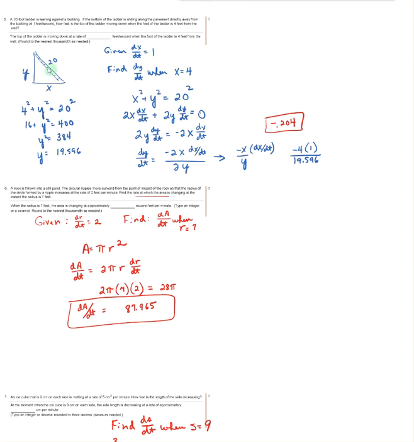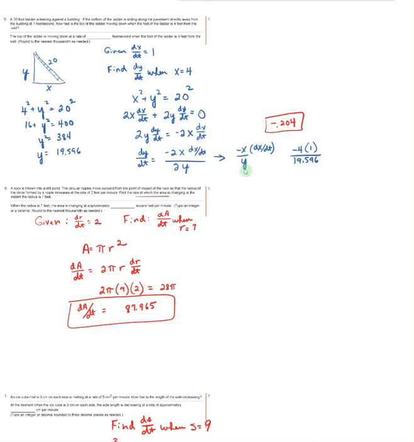Well, since this is a right triangle, x squared plus y squared equals 20 squared. Then we're going to take the derivative of that whole thing because we're talking about a rate. 2x dx/dt plus 2y dy/dt equals 0. And then I'm going to subtract the 2x dx/dt over here. I'm going to divide by 2y. So dy/dt equals this. These 2's are going to cancel out, and I've got negative x dx/dt over y.